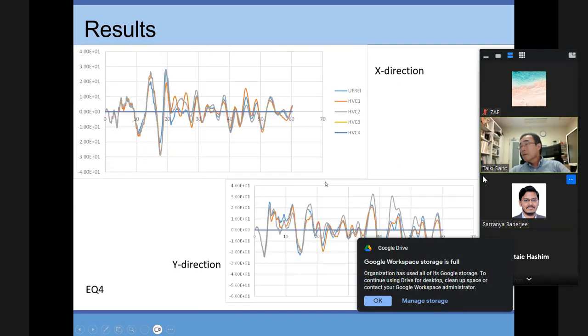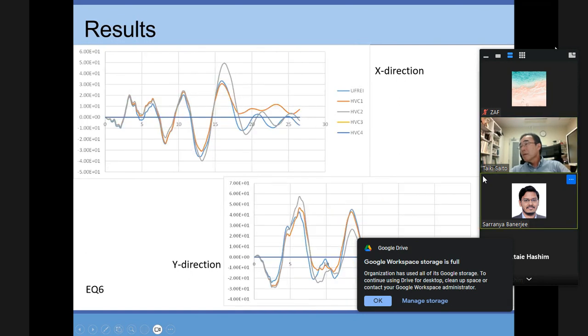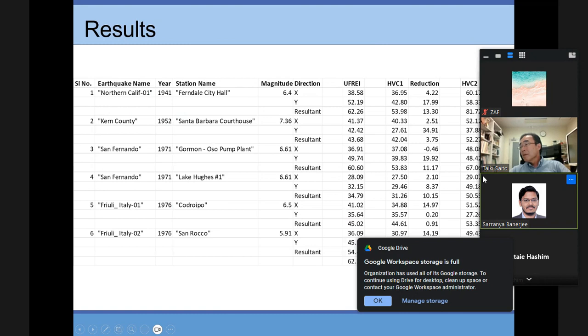So these are the results summarized. There is an overall 13% reduction in the maximum displacement of the base floor, however there is a 30% increase in the maximum displacement by tuning it to the first stiffness.